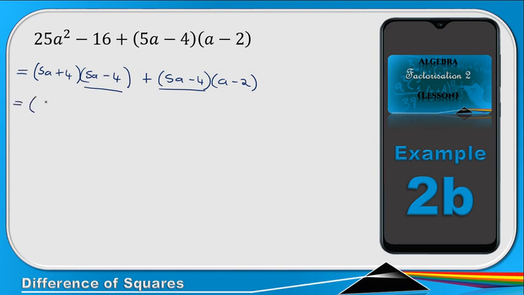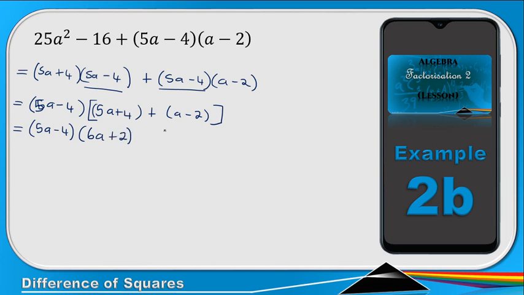So taking that out as a common factor, 5a minus 4, this is 5, and then what's left is this 5a plus 4 plus a minus 2. Okay, now we can just further simplify this. Well, there's nothing to multiply in the brackets, but we can add the like terms basically. So 5a minus 4, and then here we have 5a plus a is 6a, and 4 minus 2 is plus 2. Okay, there's our final answer.